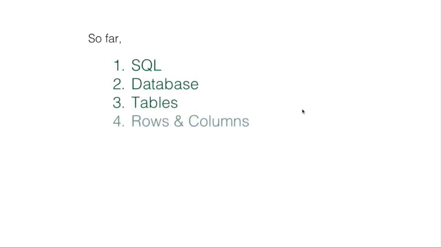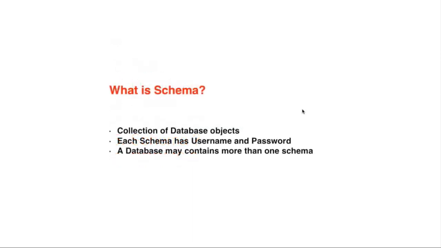So far we have learned what is SQL, what is a database, what are tables, and what are rows and columns. Now we are going to see what is a schema and what is RDBMS. A schema is a collection of database objects. Each schema has its own user ID and password, and one database may contain more than one schema.